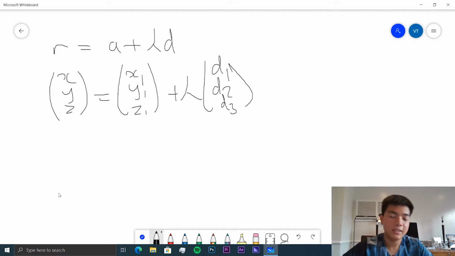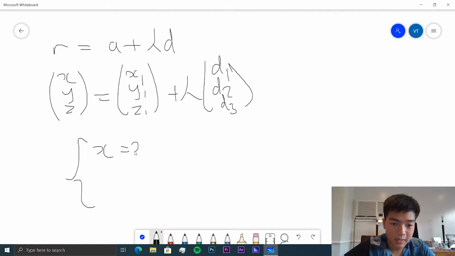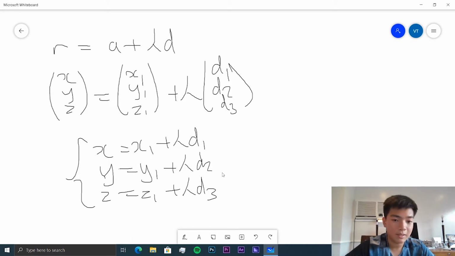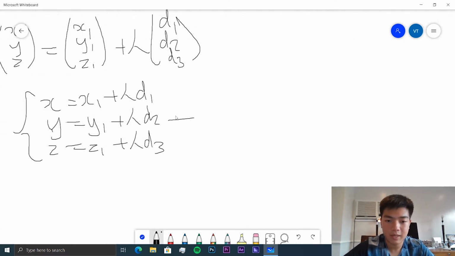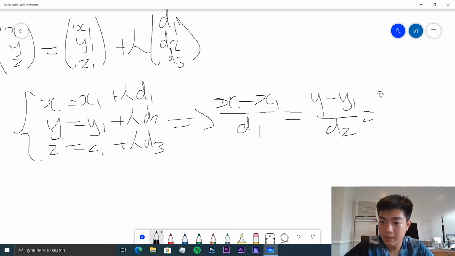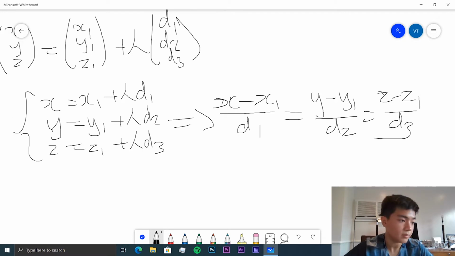And then again we could rearrange this in parametric form. x is equal to x1 plus lambda d1, y is equal to y1 plus lambda d2, and z is equal to z1 plus lambda d3. And similarly, we can rearrange this to get the equation of a line. So we have x minus x1 over d1 is equal to y minus y1 over d2 is equal to z minus z1 over d3. So this is the Cartesian form.